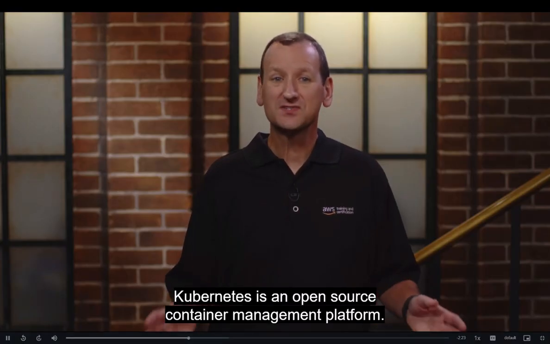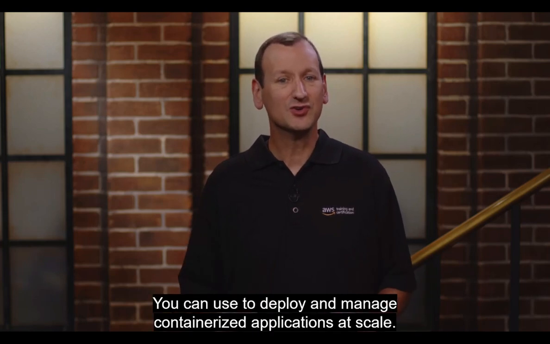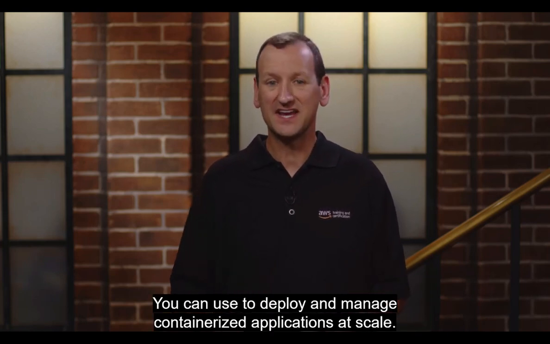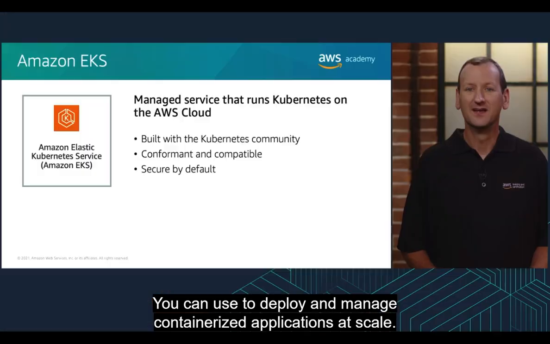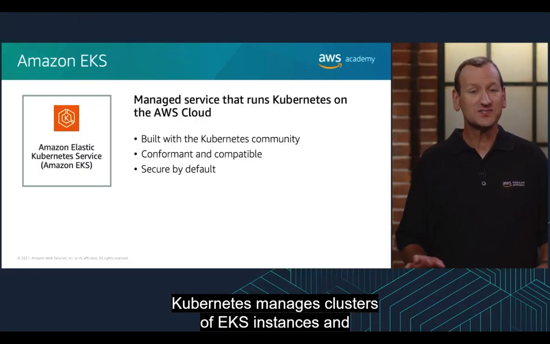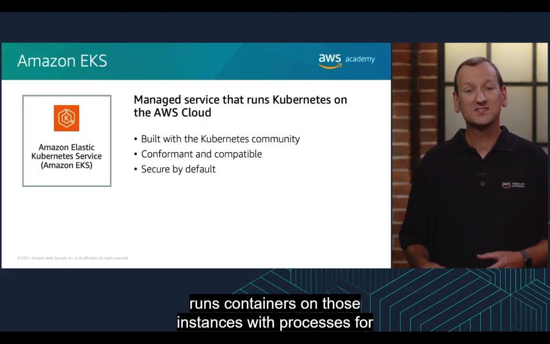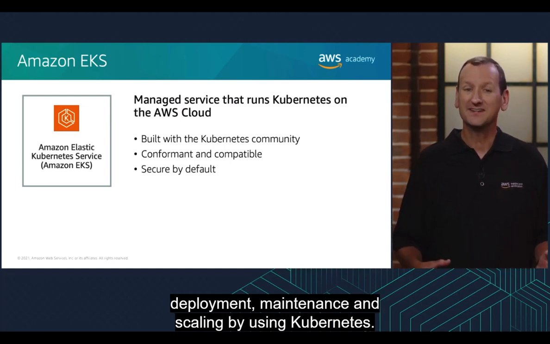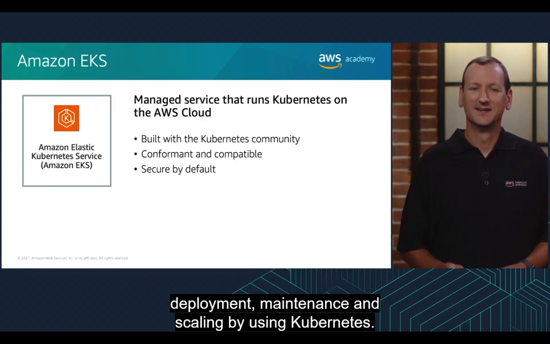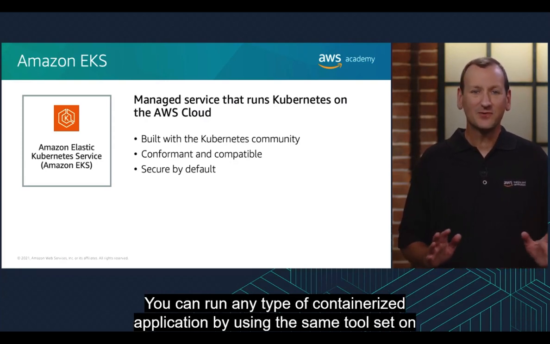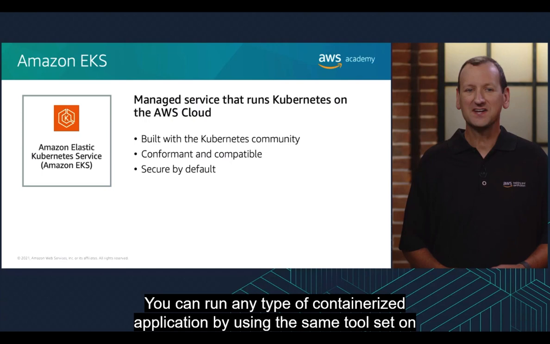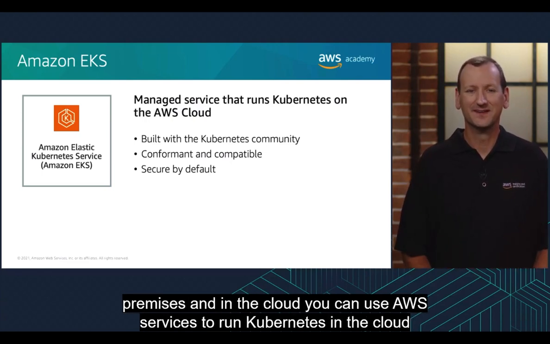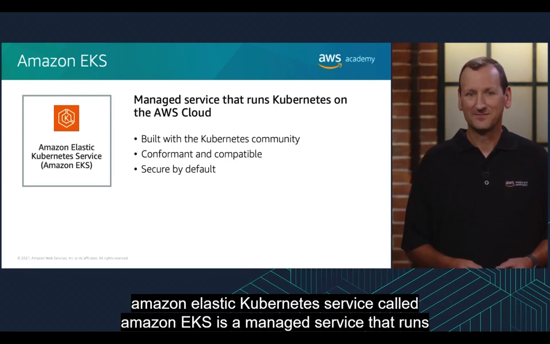Kubernetes is an open source container management platform you can use to deploy and manage containerized applications at scale. Kubernetes manages clusters of EC2 instances and runs containers on those instances with processes for deployment, maintenance, and scaling. By using Kubernetes, you can run any type of containerized application by using the same tool set on-premises and in the cloud. You can use AWS services to run Kubernetes in the cloud.